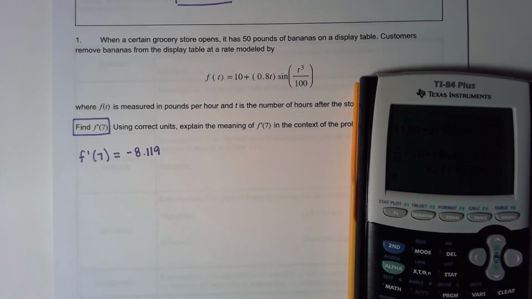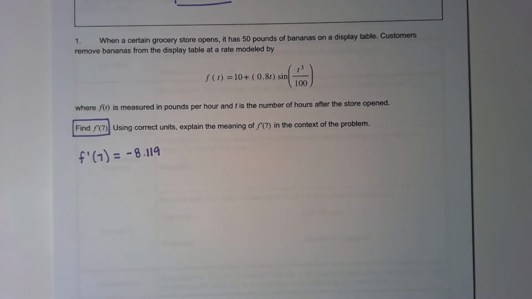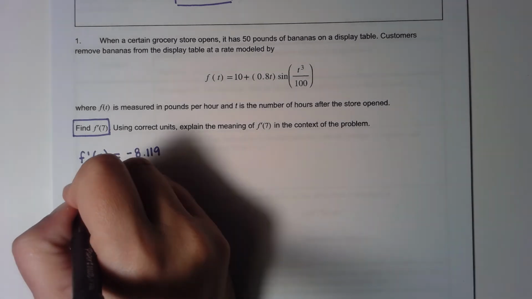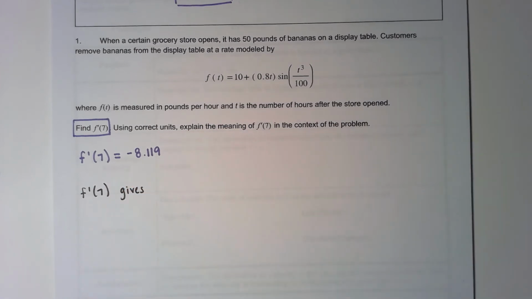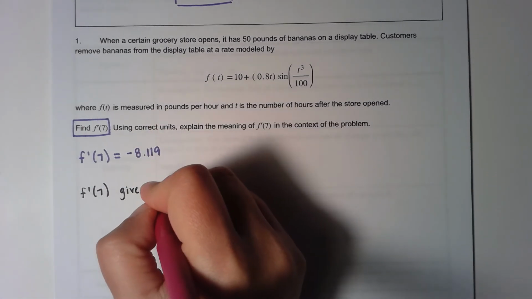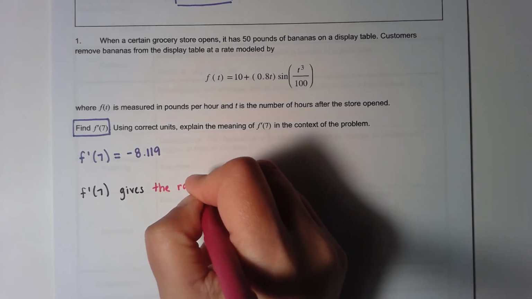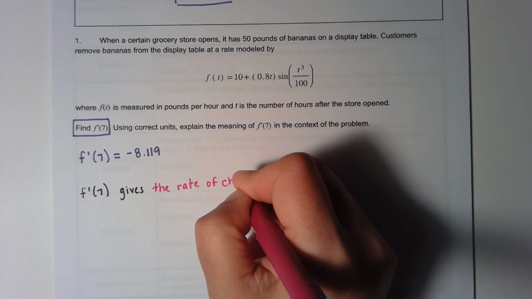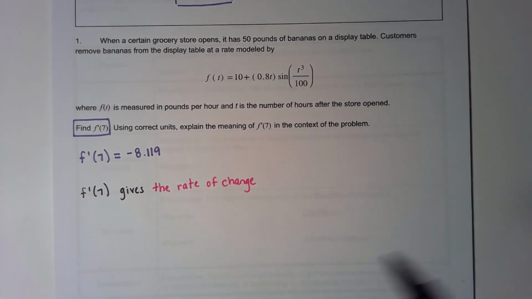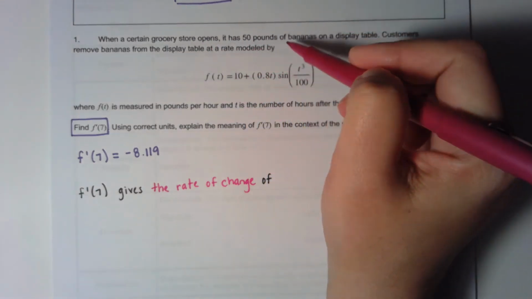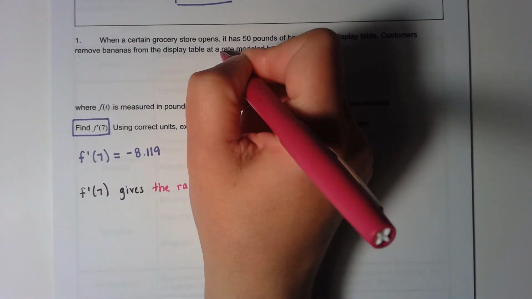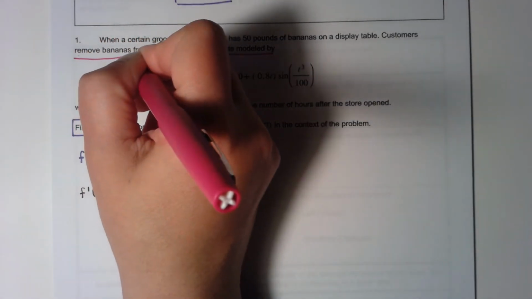Okay. Now, after you found the derivative, we want to interpret this. So, if we go back to what it means to interpret, we're going to need a noun, we're going to need units, and we're going to need time. So we're going to say f prime of 7 gives the rate of change of the function that you had. Now, the function that I have is telling me that the customers remove bananas from the display table at a rate modeled by this function. So this is the rate that customers are removing bananas.